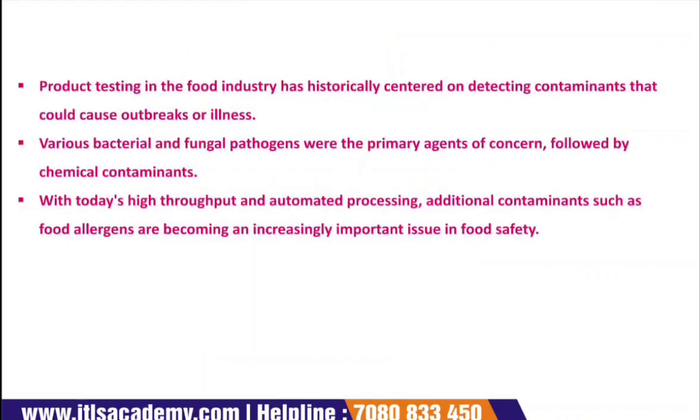Now, product testing in food industries has historically centered on detecting contaminants that could cause outbreaks or illness. Various bacterial as well as fungal pathogens were the primary agents of concern, followed by chemical contaminants. With today's high output and automated processing, additional contaminants such as food allergens are becoming an increasingly important issue in food safety.